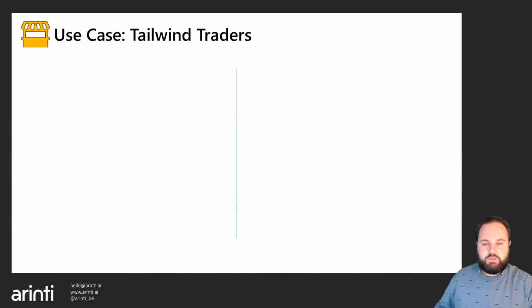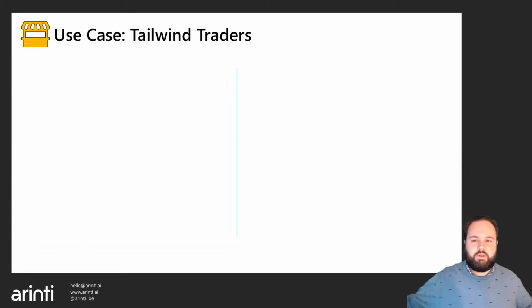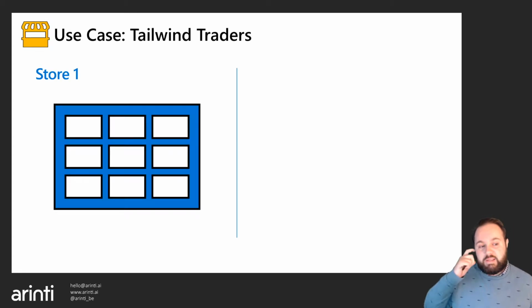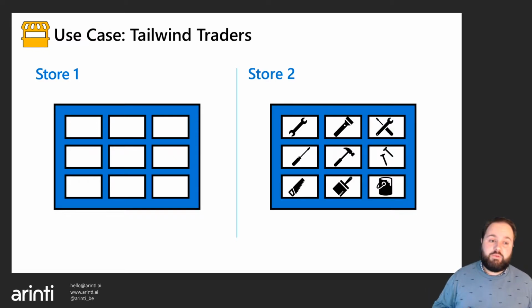So, our use case. We've already talked a lot about Tailwind Traders in previous sessions, so our use case is linked to that again. Tailwind Traders is a retail store and they realize they are losing sales due to empty shelves at one store and full ones at another. They want to be able to predict how many items each store will need so that they can accurately meet demand at each store and not over or understock any item.